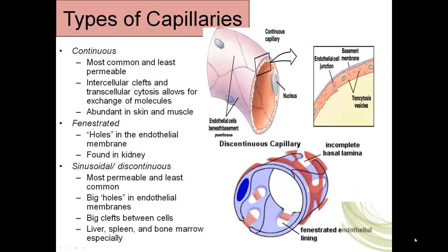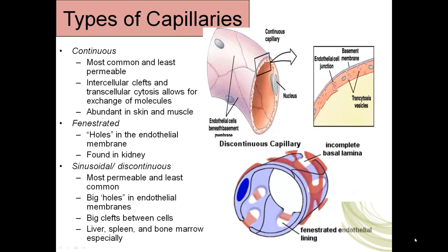Now, fenestrated capillary beds are shown down here in the bottom right picture, and hold on, strike that. Fenestrated capillary beds are going to be found on the next slide. I'm going to show you a picture of it. Down at the bottom right picture, you're seeing an example of a sinusoidal or discontinuous capillary. It has fenestrated endothelial lining, which means large gaping holes in the endothelial lining. But also, the reason why it's called discontinuous is the basal lamina is not a complete sheet of this protein layer. So it's incomplete.